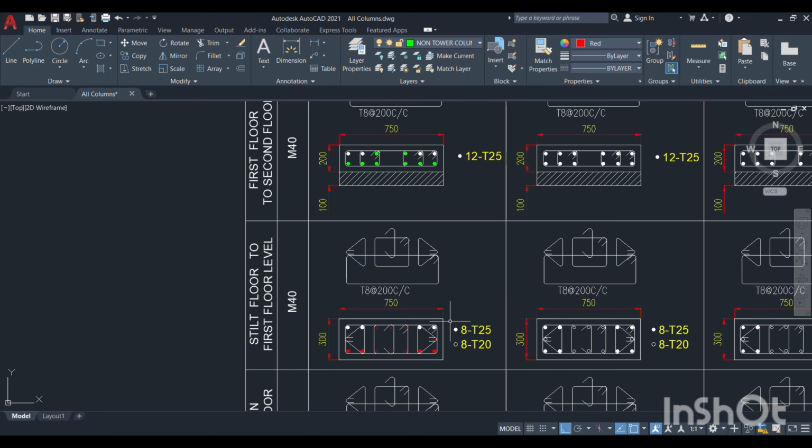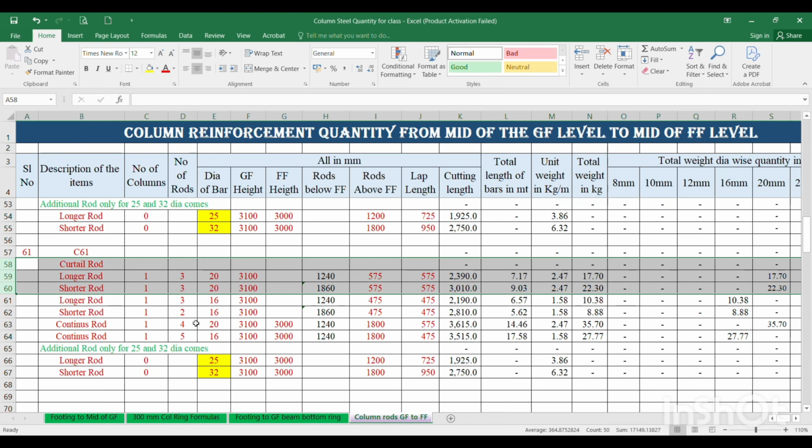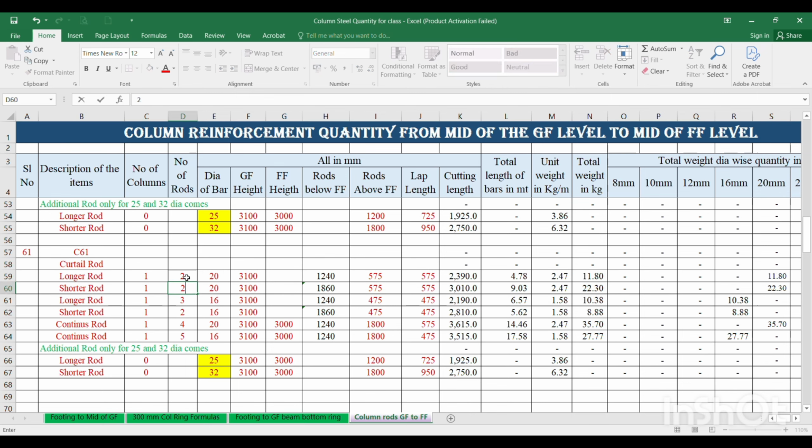You see now what you have to do: out of this 825, in the bottom row, 2 numbers on the left side and 2 numbers on the right side. So 8 numbers of 25 dia rod, sorry, not 8, 4 numbers of 25, meaning 2 plus 2, 4 numbers of rods are going to curtail.